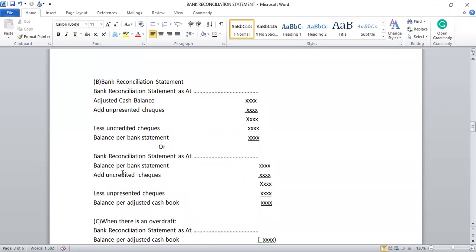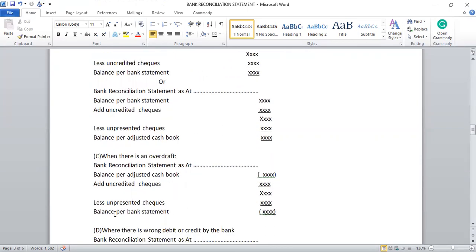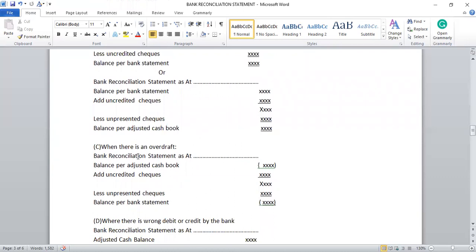Okay, that's when you start with what? The balance per bank statement. But this one is the most popular one. Okay. C, when there's an overdraft. That is when you inform the bank that you want to withdraw more than the amount you have in your bank. So there's an overdraft. When there's an overdraft, you head the bank reconciliation statement as at that period. The balance per adjusted cash book normally will be what? It will be a negative balance. That's why you then add uncredited checks to it. So you change the position, you do the reversal of starting with what? The adjusted cash book balance.